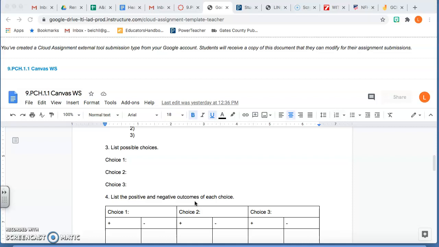Of course, choice number 2, for example, if you choose to not wear sunscreen, the positives could be you could get a good suntan. But the negatives would be you could get sunburnt, you could develop skin cancer later on in life. That sunburn could hurt and cause you pain later on.